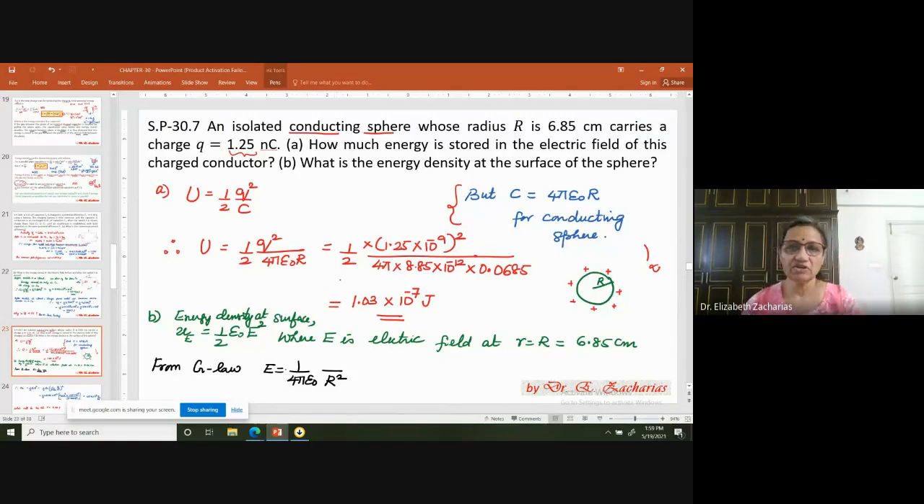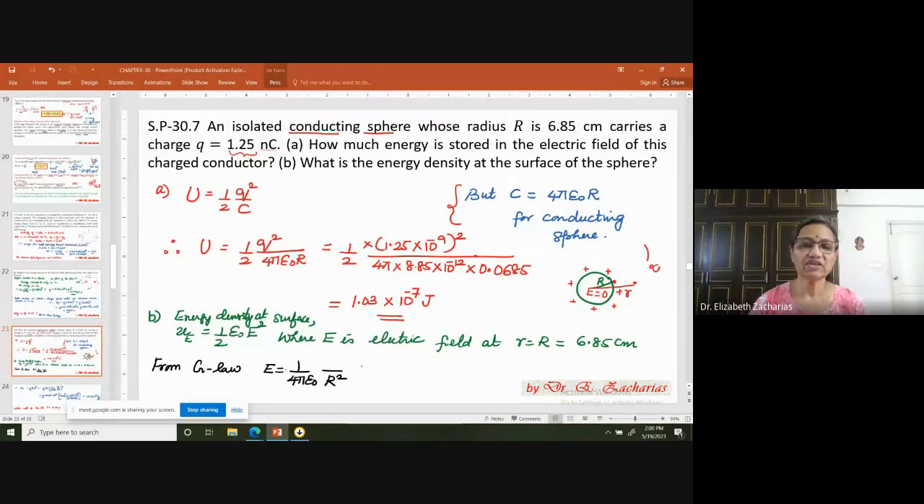Okay, now the next question is, tell me, where is all the charge sitting? This is an isolated conducting sphere. So where is all the charge sitting? Electrostatically, on the surface. The charges are all sitting on the surface, therefore inside the electric field is 0. But outside the electric field depends on the distance. Even on the surface, the electric field depends on the distance from the center.